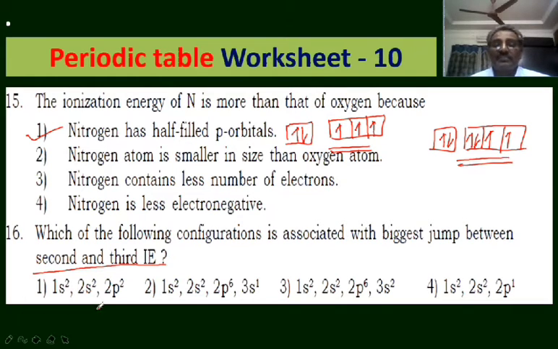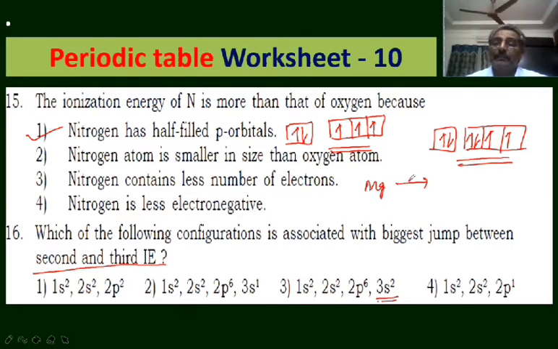In which case are there 2 electrons in the valence shell? In the third case there are 2 electrons in the valence shell. In the third case, what is this element? 1s2, 2s2, 2p6, 3s2 electronic configuration. This element is magnesium. 1s2, 2s2, 2p6, 10 electrons plus 2 electrons, 12 electrons. Magnesium.